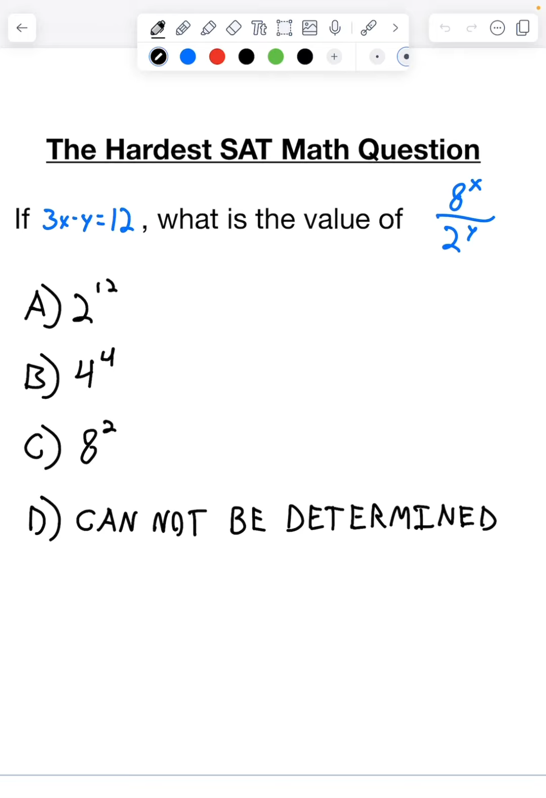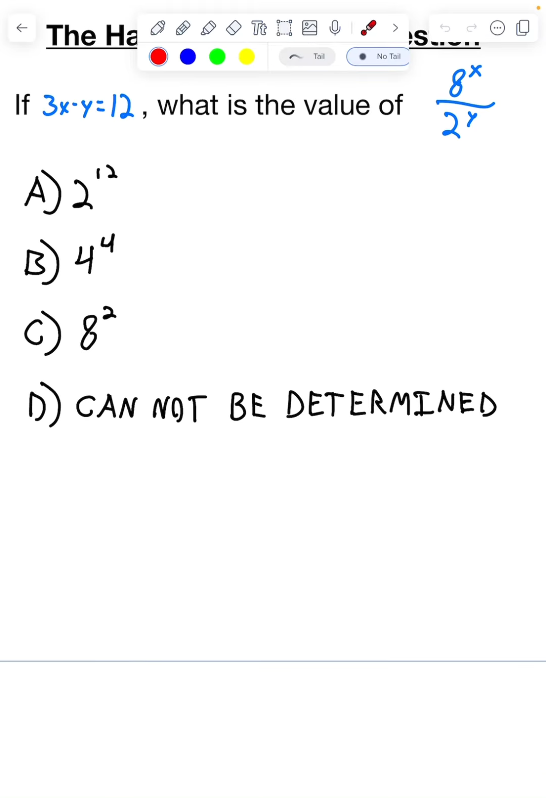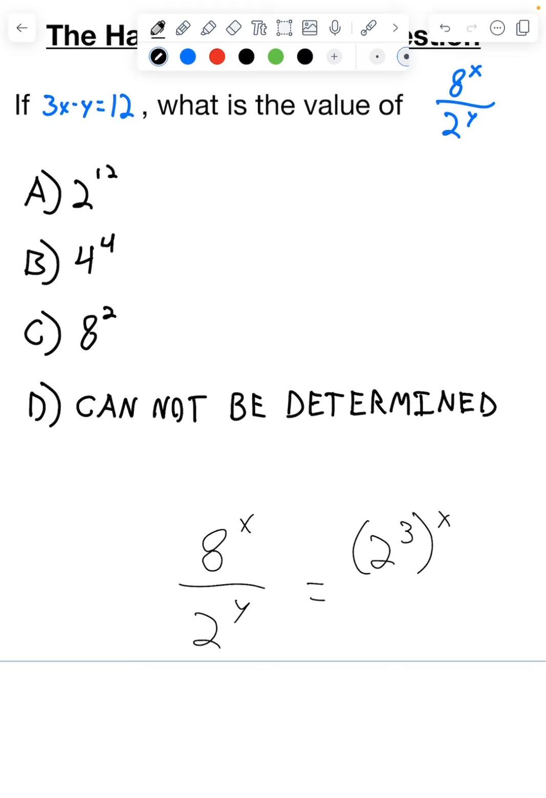And just with some basic rules, we can get this problem to look something like this. So let's take a look. We've got 8 to the power of x over 2 to the power of y. Can't really do anything at this point. I don't love that there's an 8 on the top and a 2 on the bottom, and my powers are different. Can't really do much with that, but I do know that 8 could also be written as 2 to the power of 3. And then I could keep this on the bottom, 2 to the power of y.